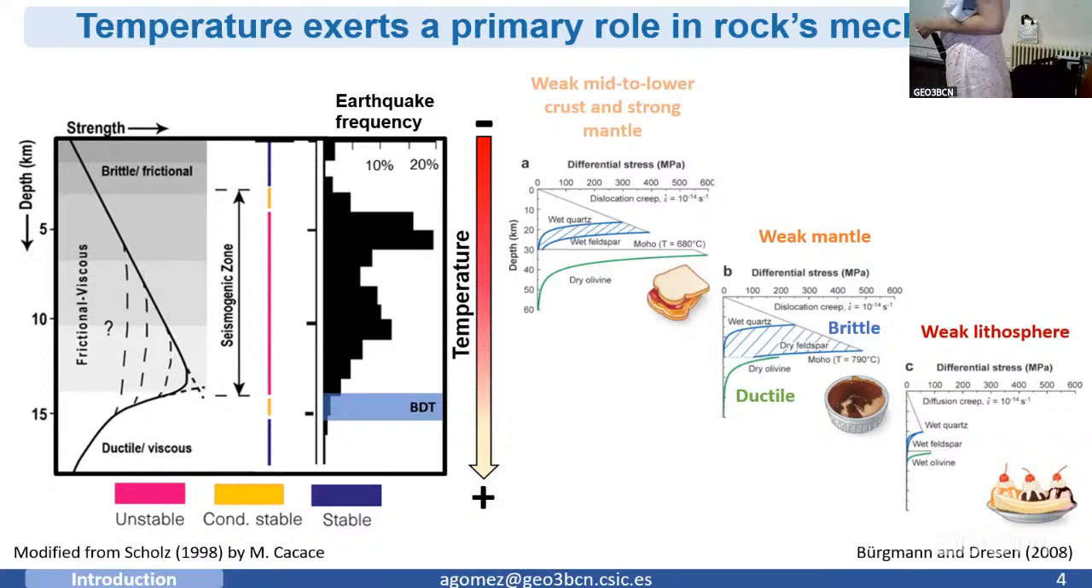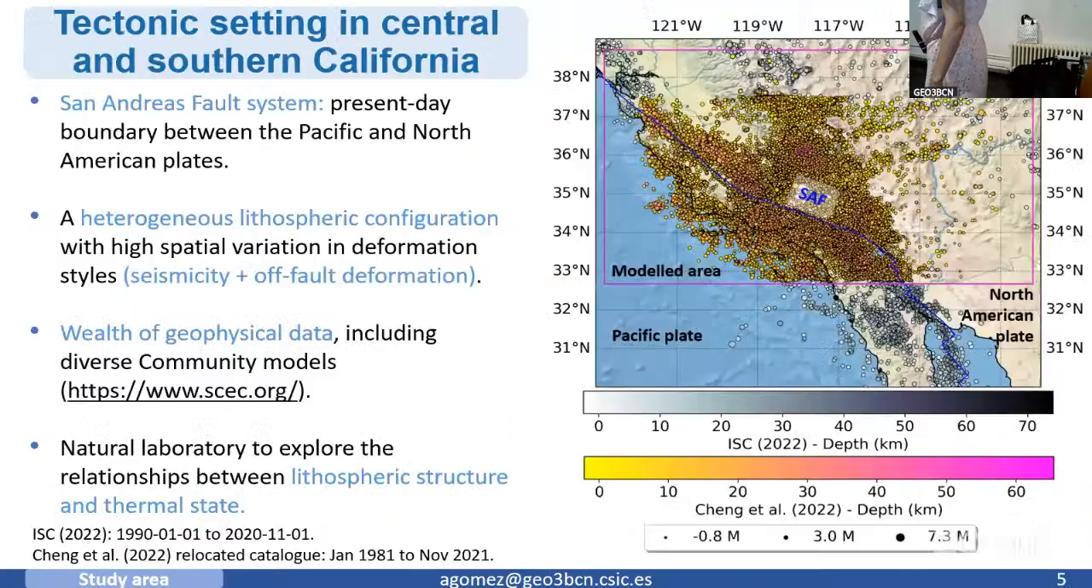And here, temperature is important because as we increase the depth, temperature will also increase, but it's not as simple as that because, of course, there are some heterogeneities in the system, so we should consider the feedback between the different lithospheric units.